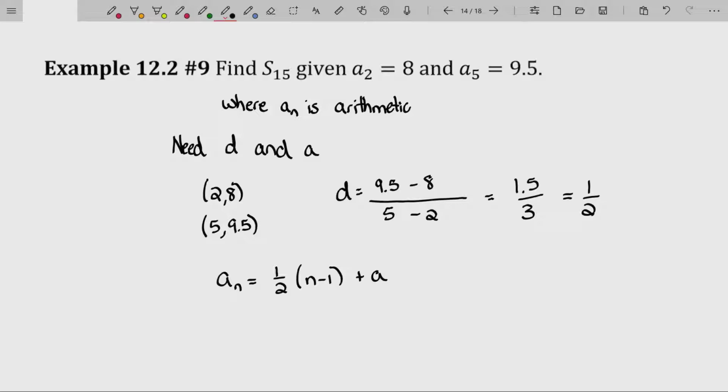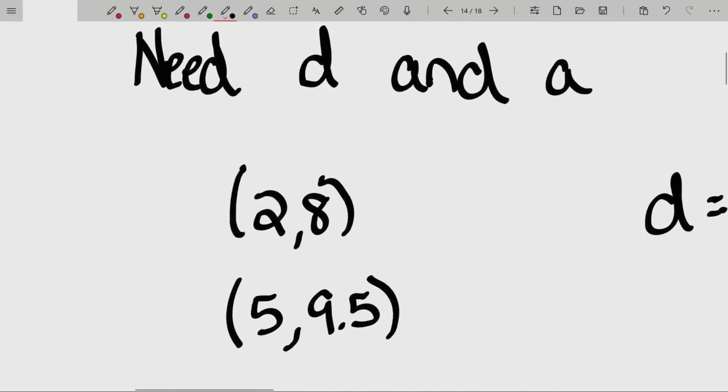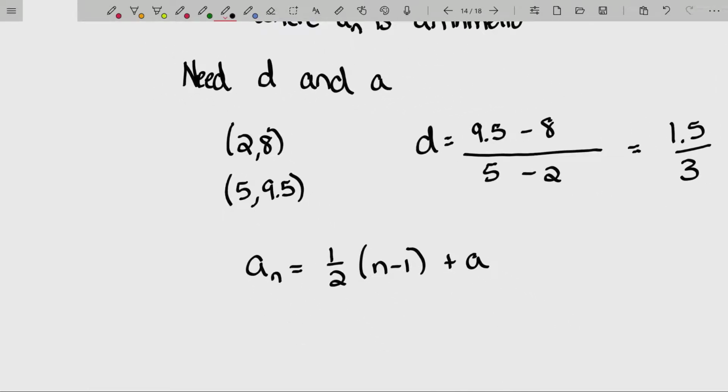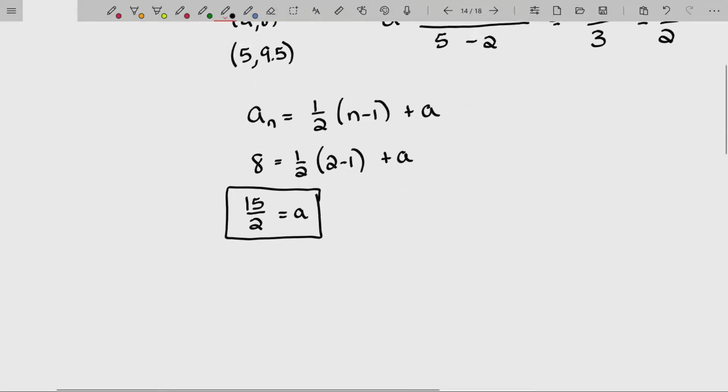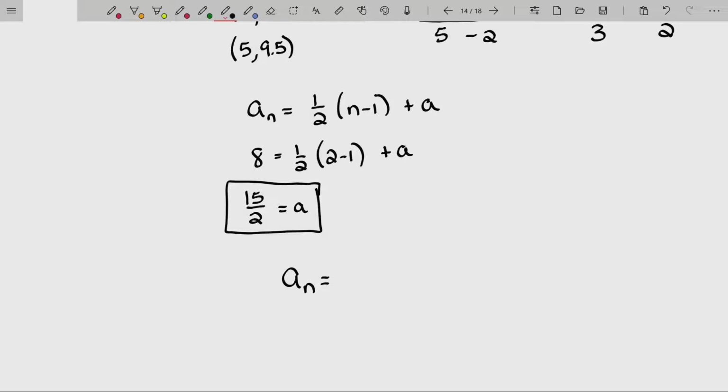Notice I'm just doing what I did in the last lecture video, which is find the formula. It's just much more helpful when you do that. And you can use either of these 2 points here to find out what the initial value is. I'll go ahead and use the 2, 8. So 8 is equal to 1/2 times (2 minus 1) plus a. Or in other words, 15 halves is equal to a. Let's see, 16 halves, 1/2. Yep. So my formula for my sequence is going to be 1/2 times (n minus 1) plus 15 halves.